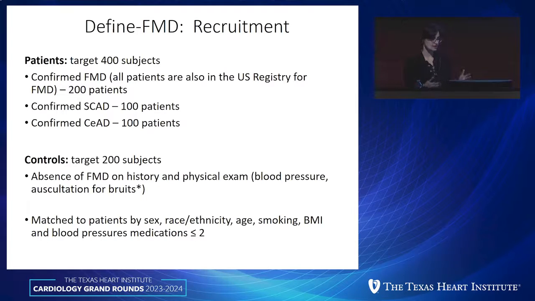So we're targeting patients with FMD as well as SCAD, cervical artery dissection, and then controls. All of the controls are evaluated for any suspicious family history. They all get their neck and belly listened to for bruits, which is how we found some hidden FMD in a few of them, and blood pressure. And then we match the patients by sex, race, ethnicity, age, smoking, BMI, and medications.